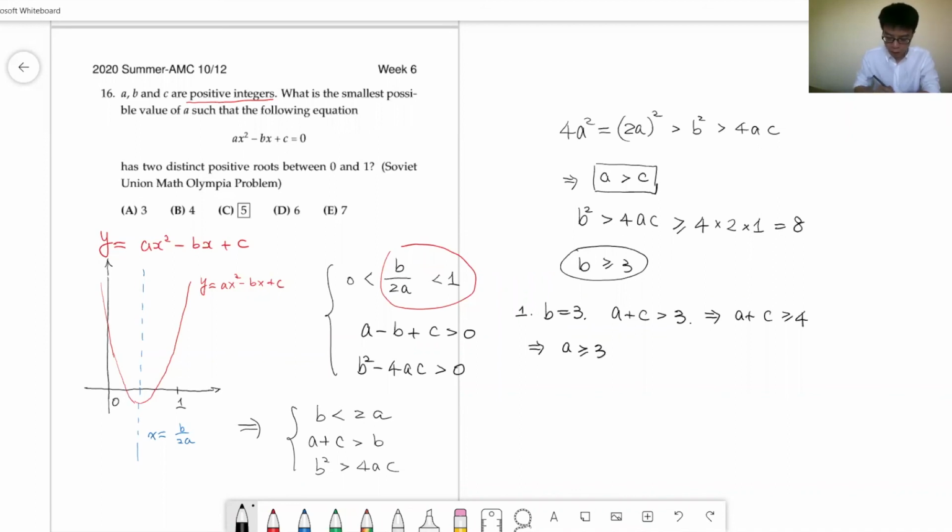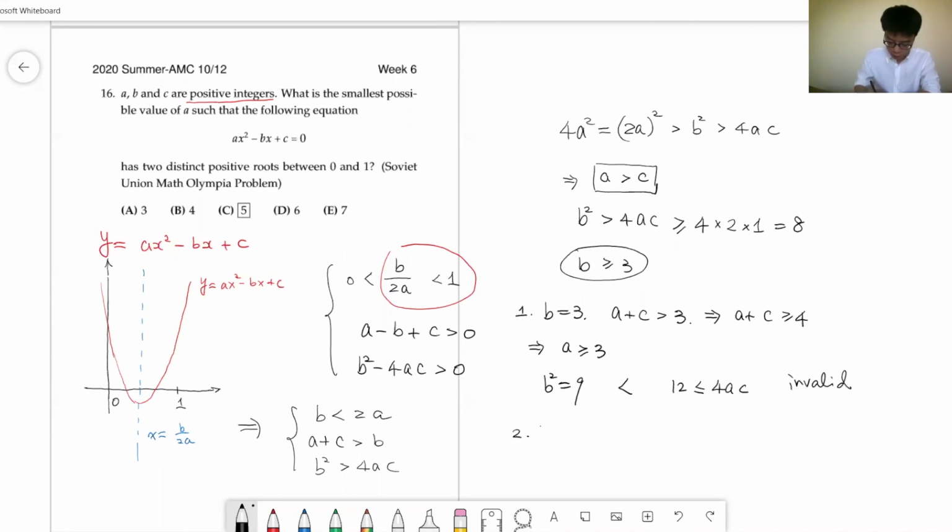And then we see that this is impossible because on one hand b squared equals 9, but on the other hand, because a is at least 3, 4ac is at least 12. So b squared cannot be larger than 4ac. This is invalid. So b cannot be 3.